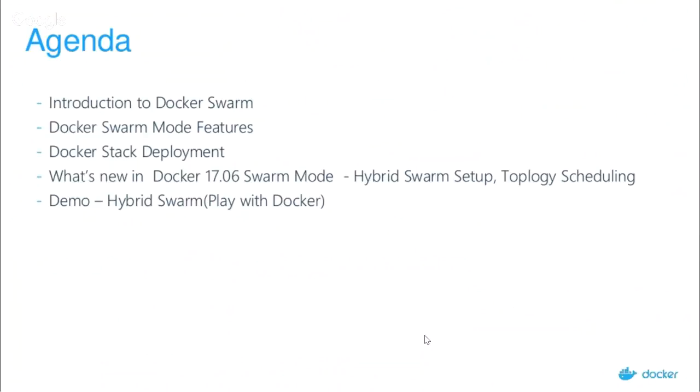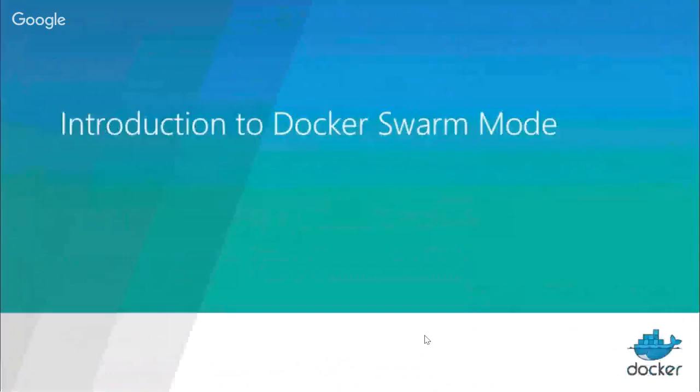Then I will touch upon the new features in the latest release, which is 17.07, the very latest. And at the end, I will show you, for the first time, how to run a hybrid Swarm mode cluster on Play with Docker. This is the first time that the hybrid Swarm cluster is shown working. So let us get started.